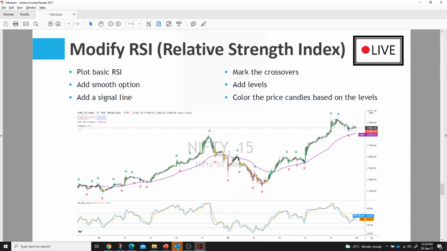Okay, then half an hour left. Let's come to one live example. I will take one indicator, RSI, and I will try to add some features to it to make it more intuitive, to keep you on the right side of the trade. As I said, it has no prediction. It is only indicating. What we will achieve will look like this.